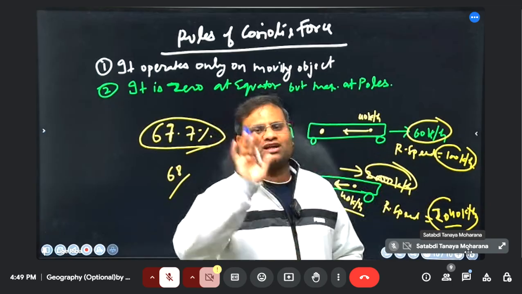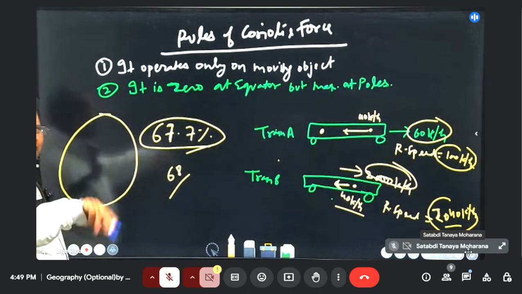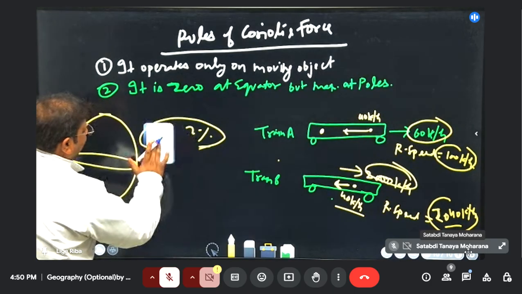Same thing happens over Earth. This is Earth. Is the speed of rotation of Earth the same everywhere? No. Over the equator, Earth rotates fast.